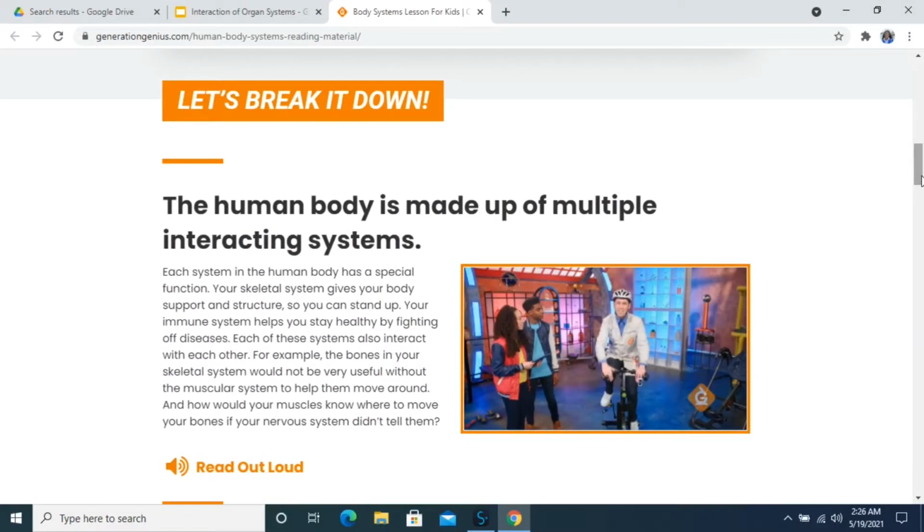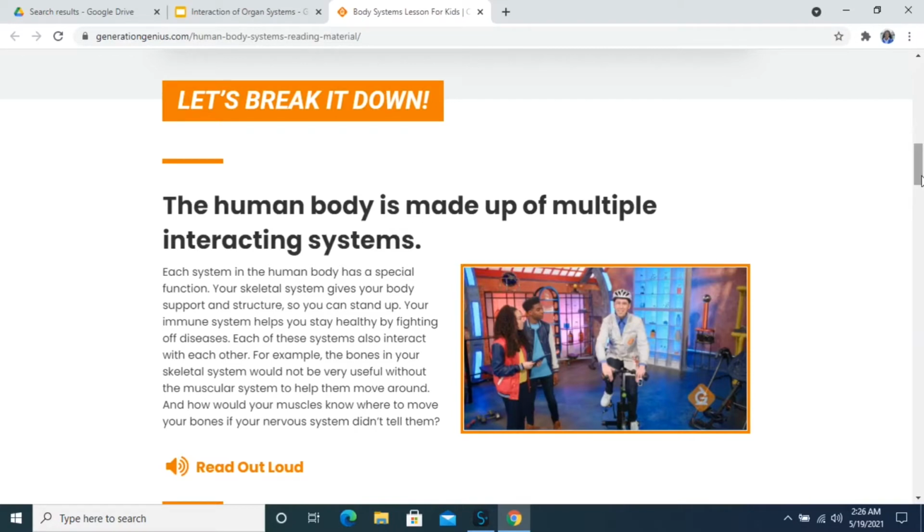The human body is made up of multiple interacting systems. Each system in the human body has a special function. Your skeletal system gives your body support and structure so you can stand up. Your immune system helps you stay healthy by fighting off diseases. Each of these systems also interact with each other.